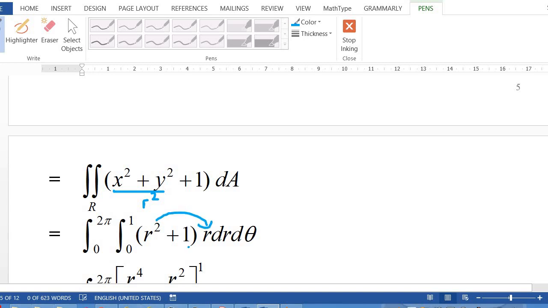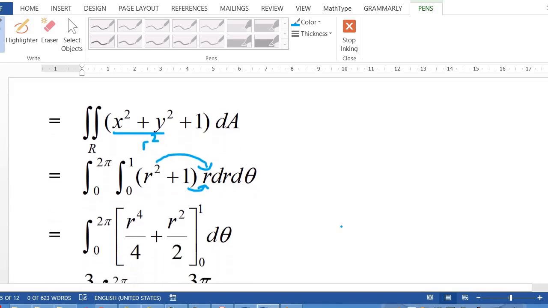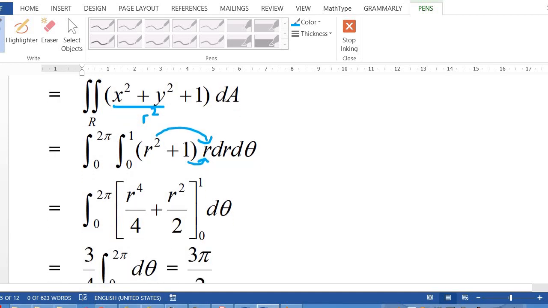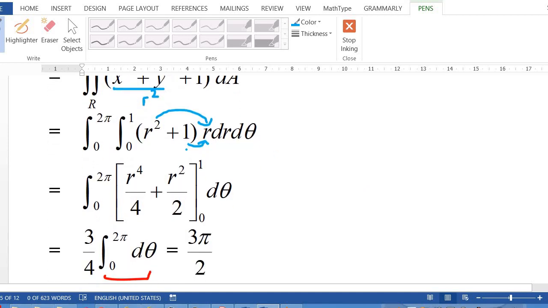So in total you have r cubed. Integrate r cubed plus r dr. The first term, r cubed, gives r to the fourth over 4. The second term, r dr, gives r squared over 2. If you plug in the limits from 0 to 1, you have 1/4 plus 1/2, which becomes 3 over 4.